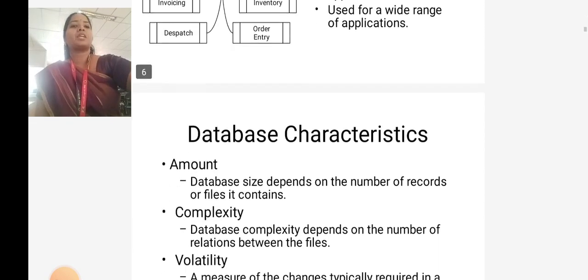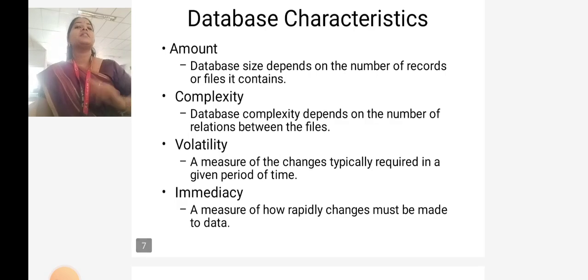So now the database characteristics come: amount, complexity, volatility, immediacy. What is meant by amount? Amount of data means the quantity or size of the data, which depends on the number of records or files the database is going to contain. Complexity depends on the number of relations between the files. There may be more data and more files, so even a single data item may be in different files.